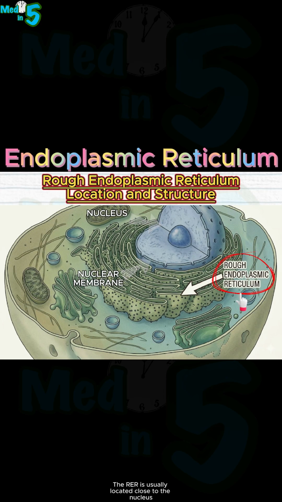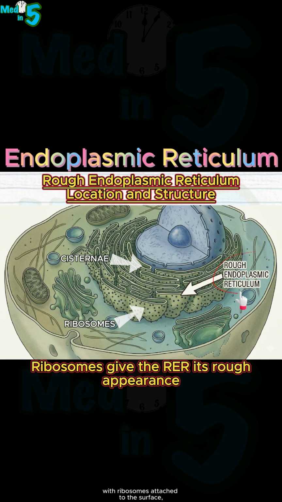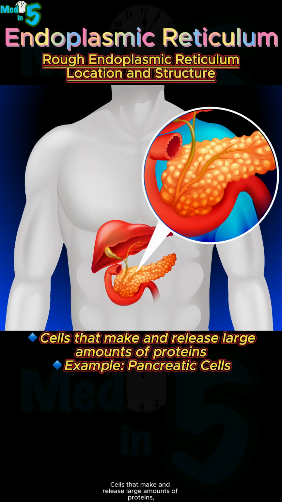The RER is usually located close to the nucleus and is directly connected to the outer layer of the nuclear membrane. It's made of flattened membrane sacs called cisternae, with ribosomes attached to the surface, giving it a rough appearance under the microscope. Cells that make and release large amounts of proteins, such as pancreatic cells, contain abundant RER.